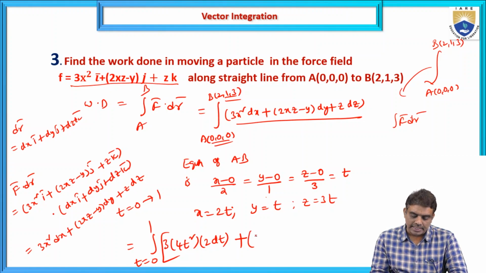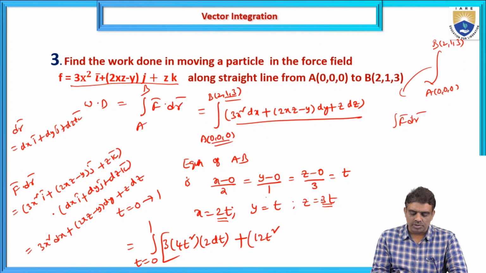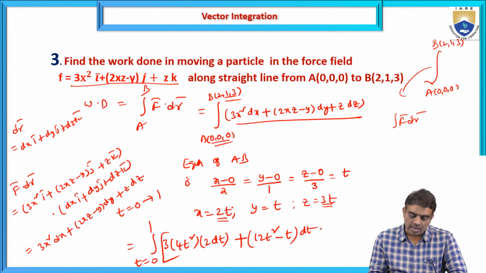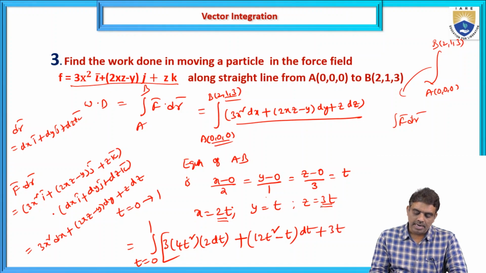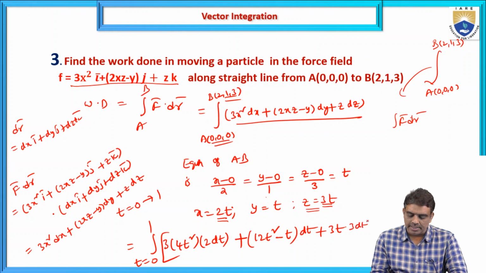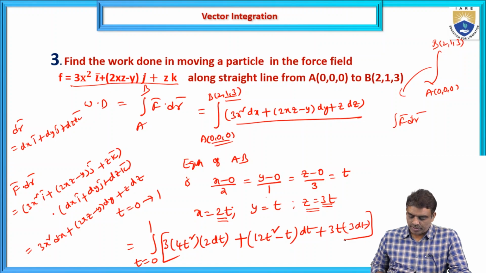Next 2xz, 2 into x into z, that is 2 into 2t into 3t, 12t square. What is y? t. And what is dy? That is dt. Next, the last term, z is 3t. And what is dz? dz is equal to 3 dt. So all the limits vary from 0 to 1.